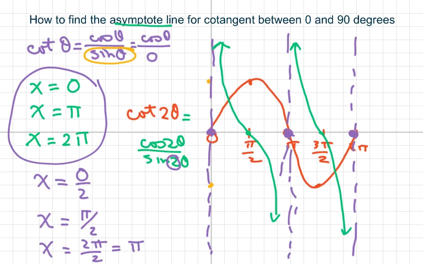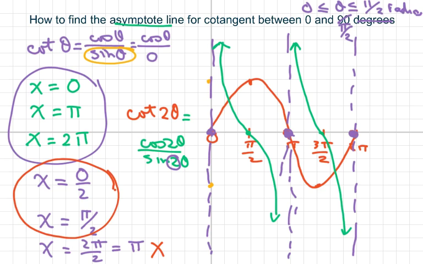Now if I want to find the asymptote lines between 0 and pi over 2, and I should have written this as pi over 2, but it's hard to do that on here, I'll just call that radians. Then I have to discard this one because pi is too big. My two asymptote lines would be x equals 0 and x equals pi over 2.